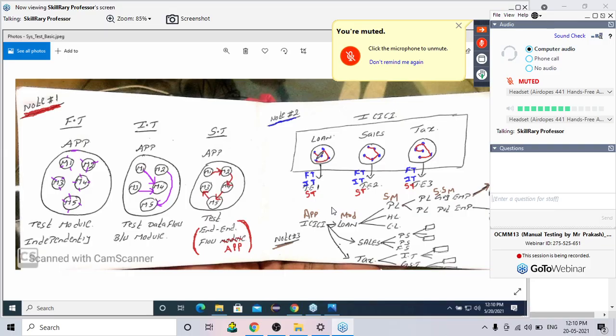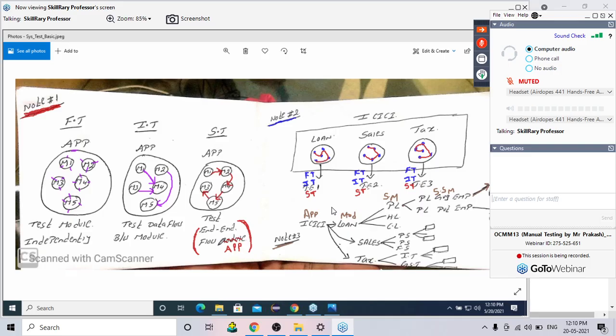Checking the dependency between my modules is called integration testing. Am I right or wrong? Checking the end-to-end flow of my submodules is called system testing. Checking the end-to-end flow of my sales only is called system testing. Correct? But in interviews, we don't use words like module, submodule, all this nonsense. The general definition is we check the end-to-end flow of an application. That is called system testing.